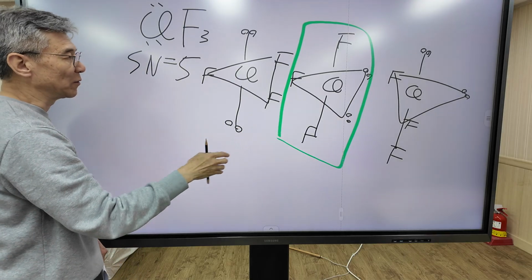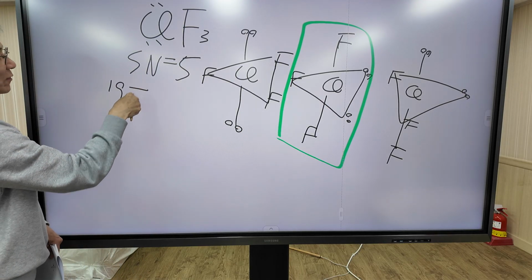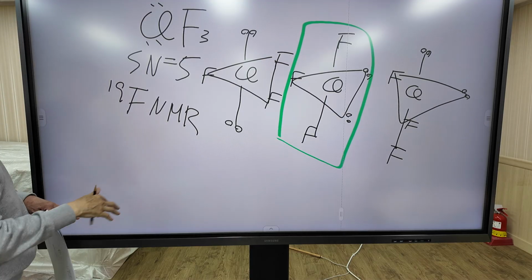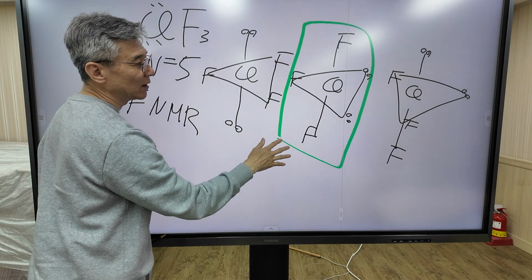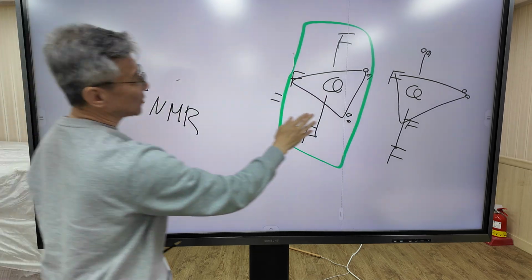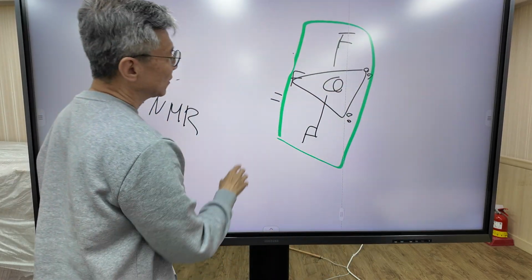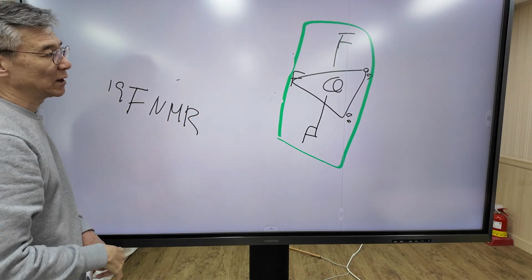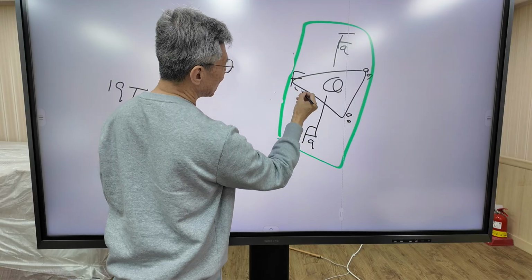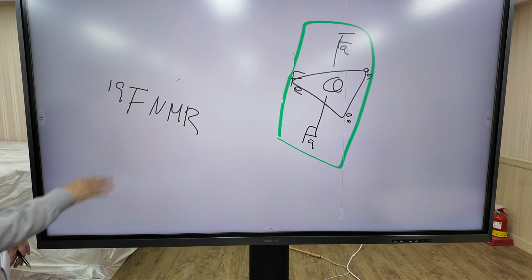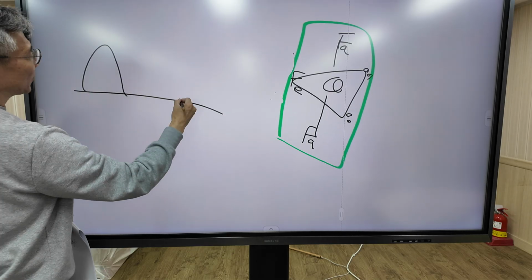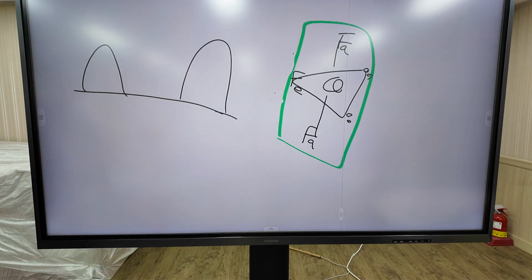This structure is also confirmed by the fluorine NMR spectrum. When you measure the NMR spectrum, what spectrum would you expect when the structure is this one? There are 2 kinds of fluorine atoms, axial position fluorine atoms and equatorial position fluorine atoms. So we have 2 groups of peaks. 2 groups of peaks should be shown.